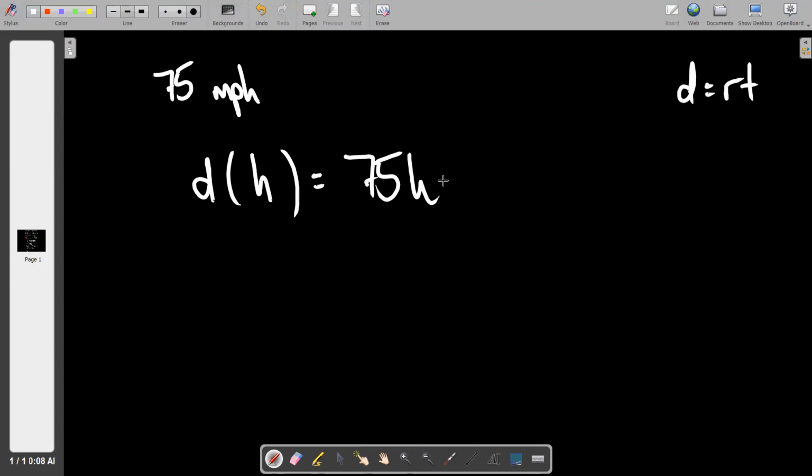What variable would you say is independent? The number of hours that you drive for. That can be whatever you want. Which variable is dependent? Distance. The distance that I've driven. Correct. Got it? All right.